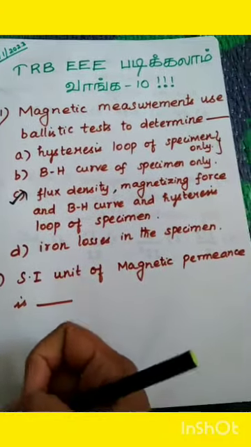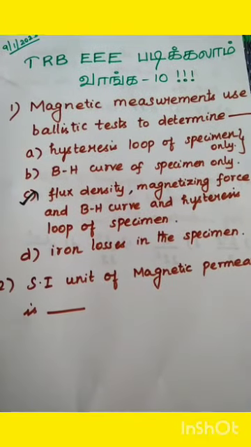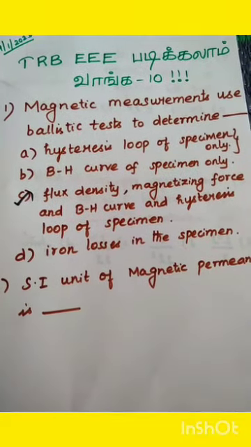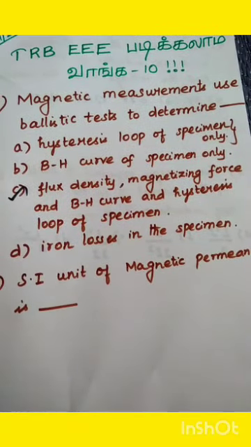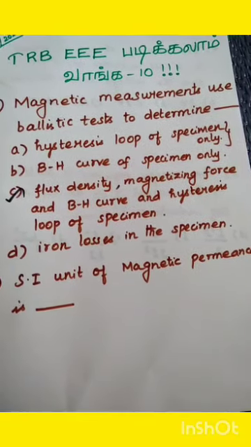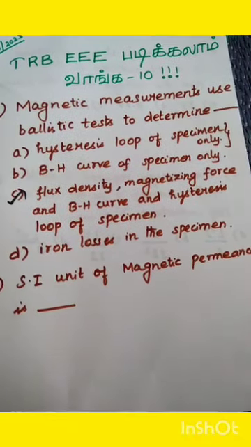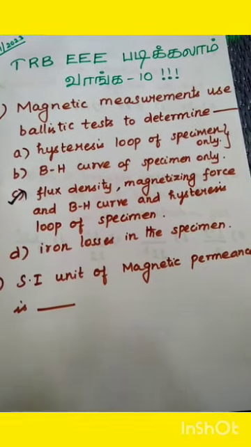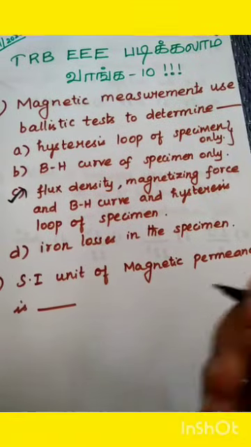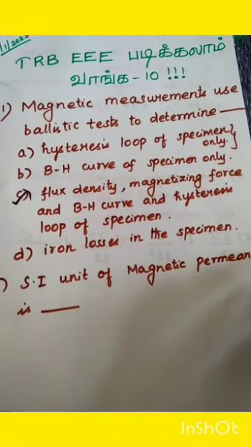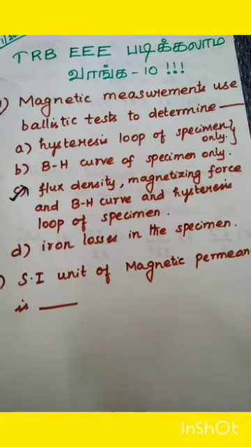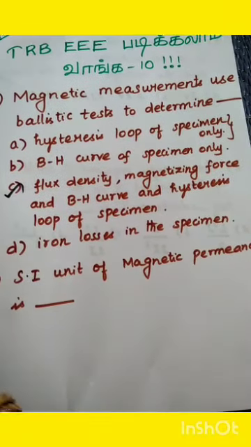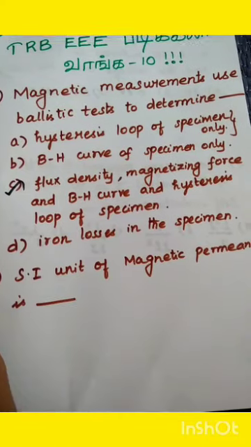The next question is, what is the SI unit of the magnetic permeance? First, what is the meaning of permeance? Permeance is the measure of the ease with which flux can be set up in a material. In other words, it measures the magnitude of the flux for the number of turns in the electrical circuit. Normally it is the reciprocal of the reluctance.